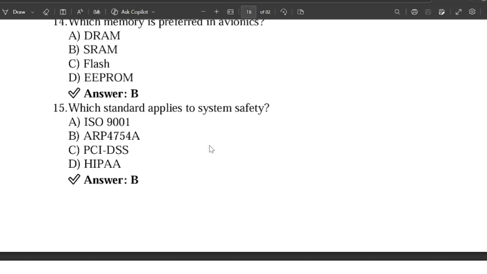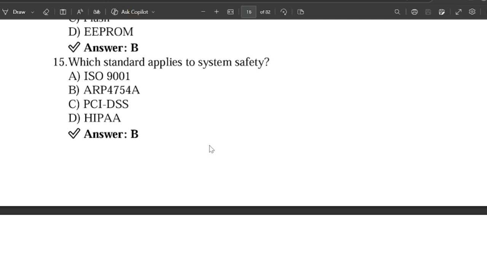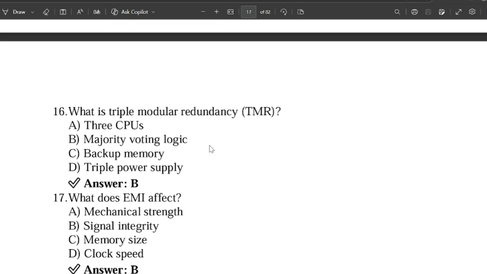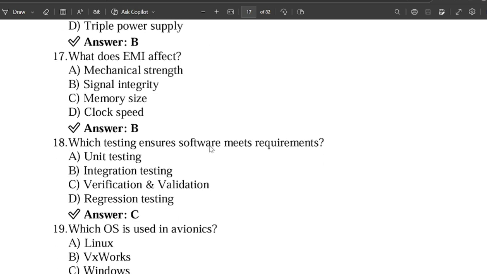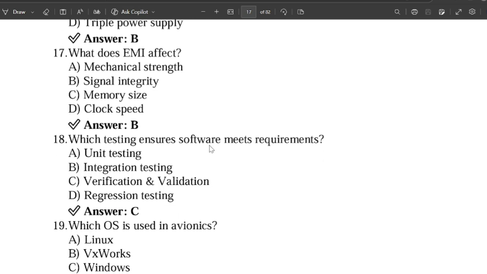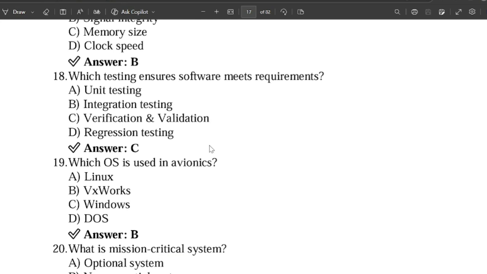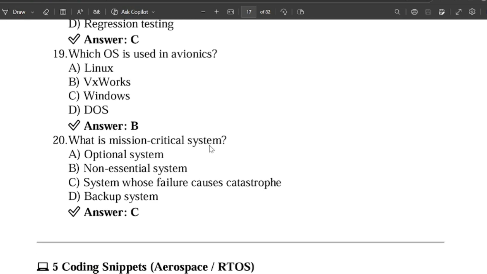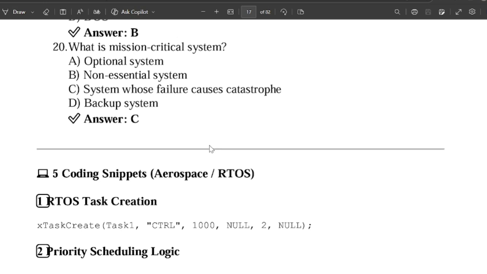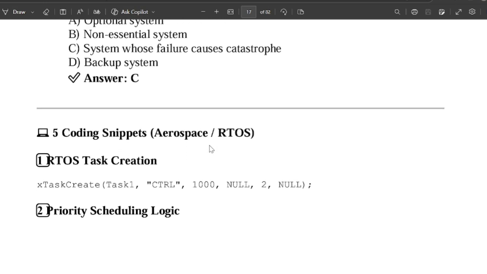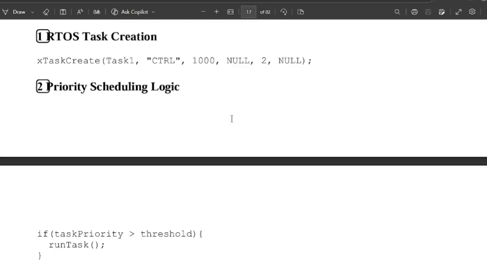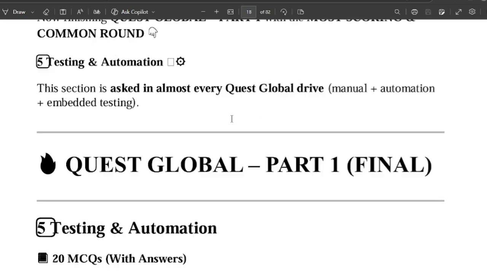B option. Which standard applies to system safety? B option. What is triple modular redundancy? B option. Majority voting logic. What does EMI affect? Signal integrity. Which testing ensures software meets requirement? C option. Verification and validation. Which OS is used in avionics? VxWorks. B option. What is mission critical systems? System whose failure causes catastrophe. And the coding snippets.